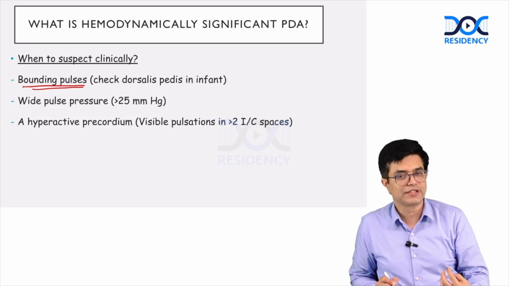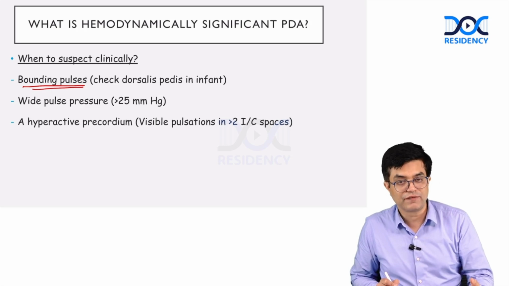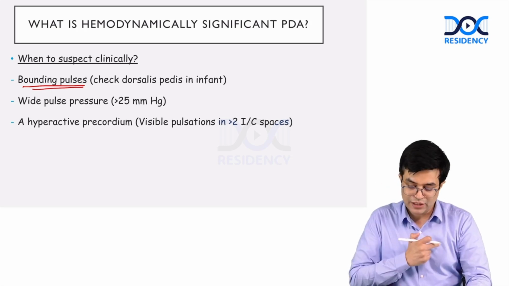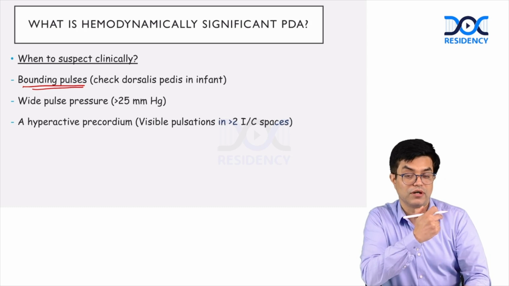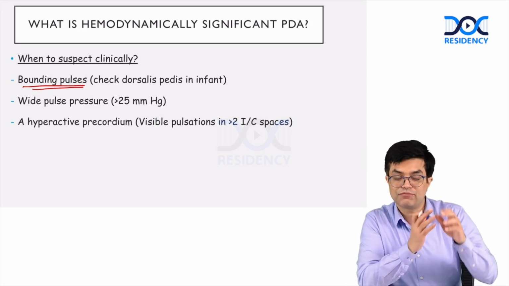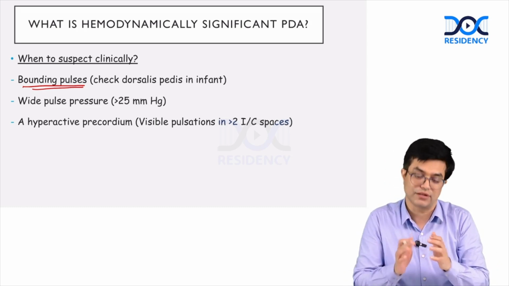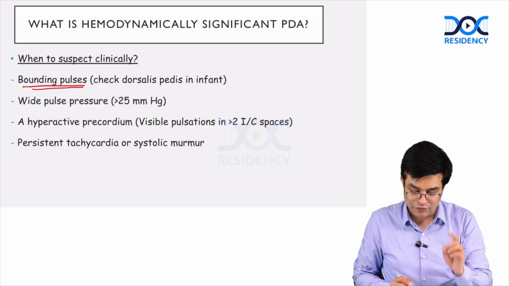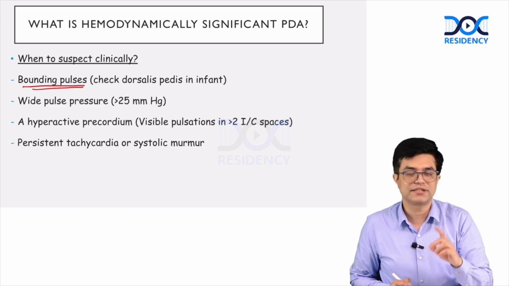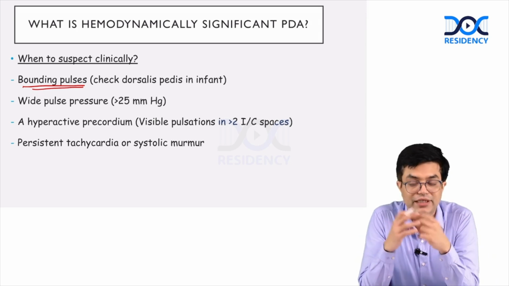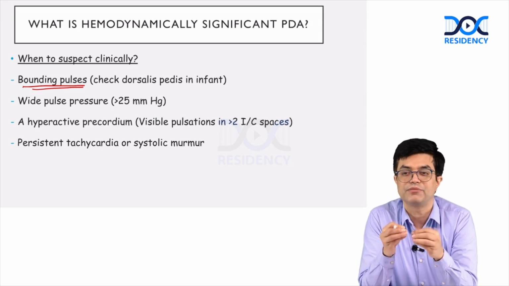Thirdly, when you examine the child, on inspection, there will be a hyperactive precordium. When would you say hyperactive precordium? You look at multiple intercostal spaces, and if more than two have visible pulsations, that is another clue. And fourth, in case the child is having persistent tachycardia or a systolic murmur, then also we say clinical suspicion is likely to be HS PDA.